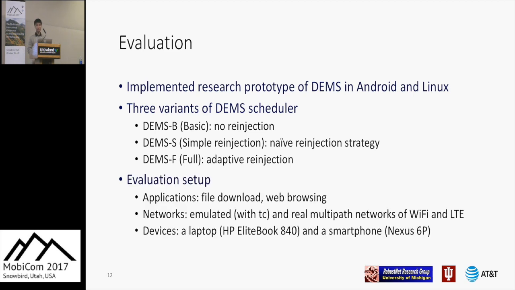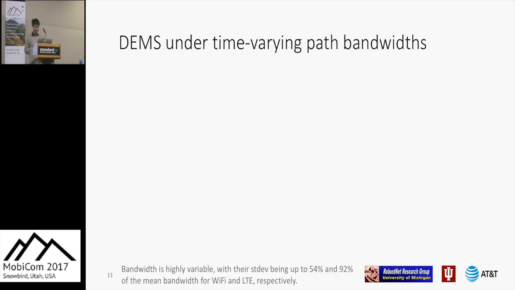So we evaluate DEMS using file download and web browsing. And we consider both the emulated and real multipath networks of Wi-Fi and LTE. We use both the laptop and the smartphone to demonstrate the effectiveness of DEMS. So in this presentation, I just focus on three evaluation scenarios, and I encourage you to read more details of other scenarios in our paper.